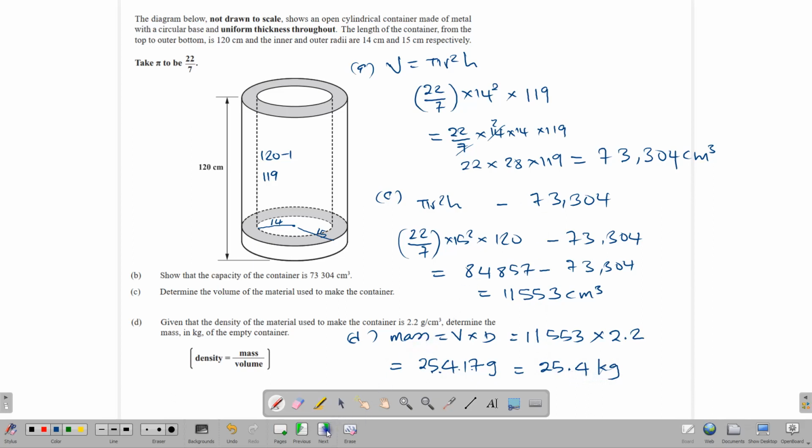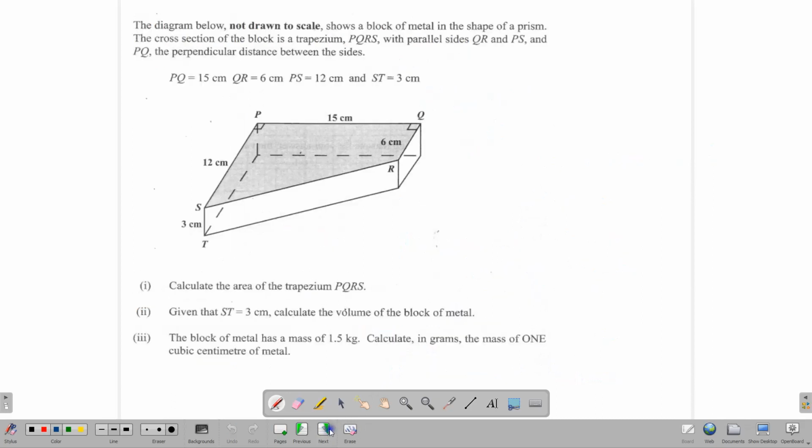Now let's go to another question that looks at a different type of figure. Here we're dealing with a trapezium-shaped object, PQRS. We have the dimensions here. So PS is 12, QR is 6, PQ is 15, and the depth here, ST, is 3.